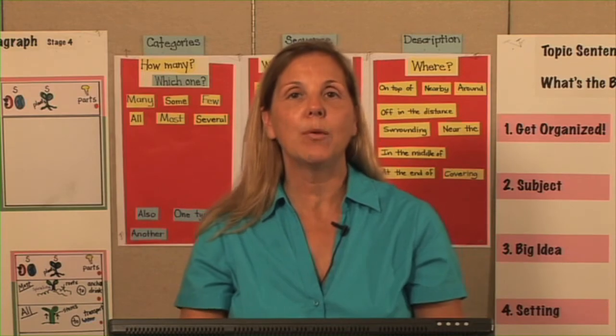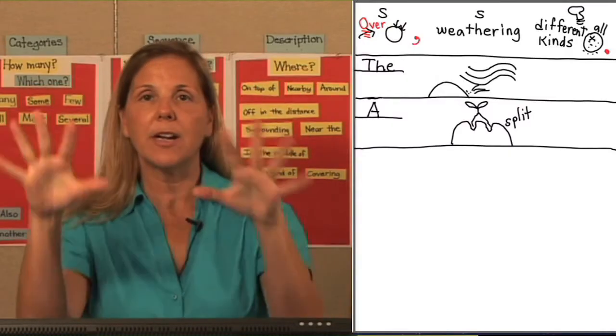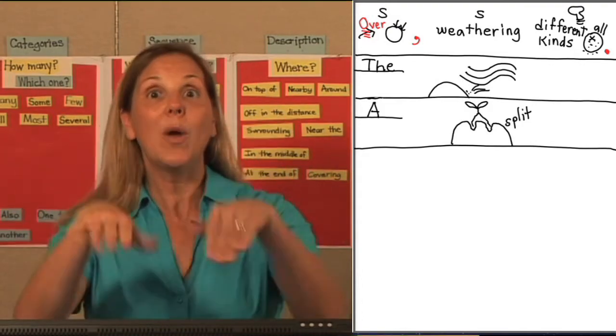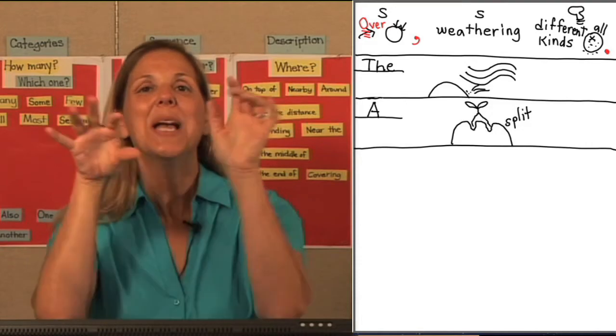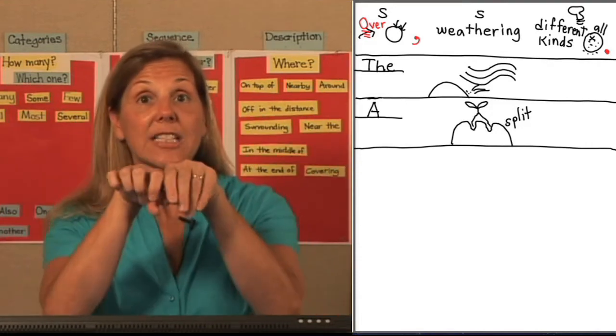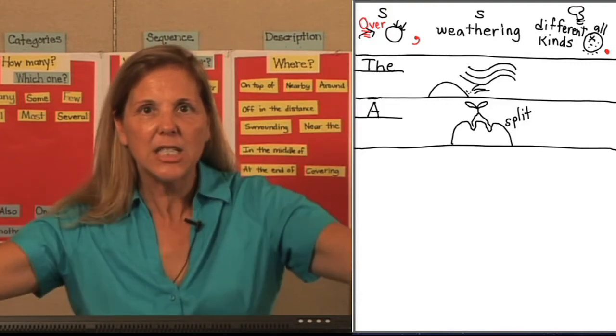We're going to go back and read the whole thing. Ready? Over time on the planet Earth, different kinds of weathering make all types of rocks disintegrate. The wind pounds on rocks, making grains of sand blow away. A plant's roots grow in the cracks of a rock, making it split open.